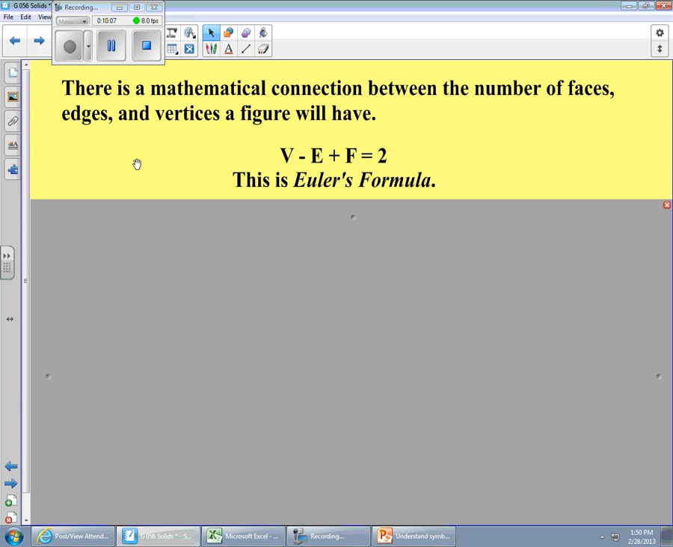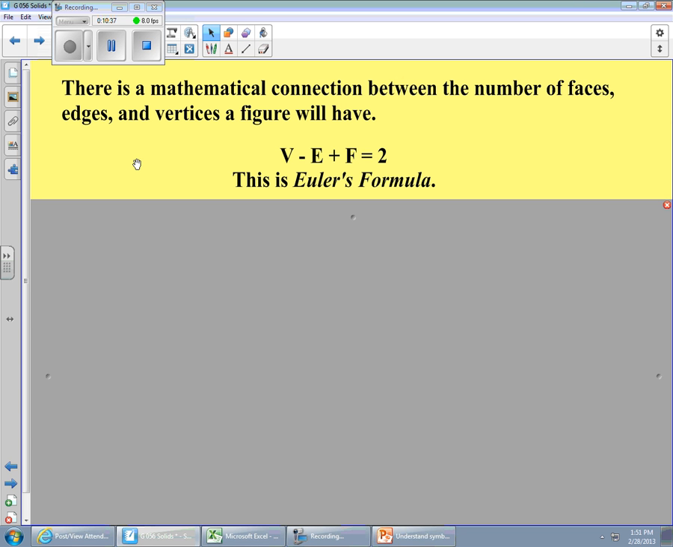But Euler somehow was able to discover that in a solid, if you take the number of vertices, subtract away the number of edges and add in the number of faces, the result of that little calculation would always be 2. How he came up with that, I have no idea. But it does work. I wish I had some cutesy little way for you to remember it, but I don't.